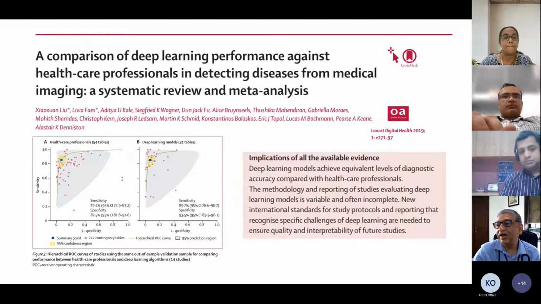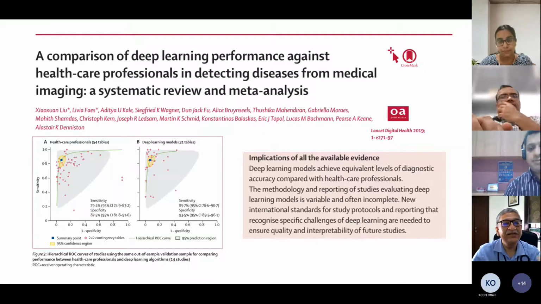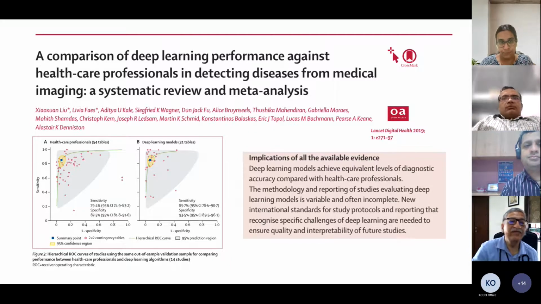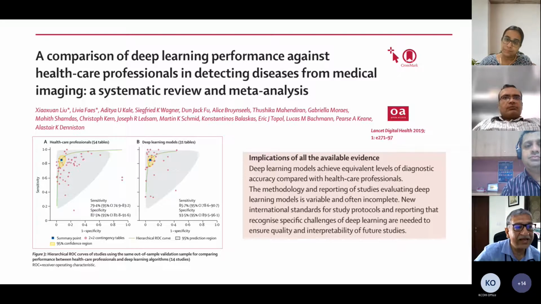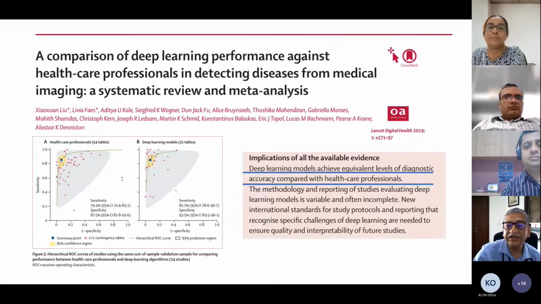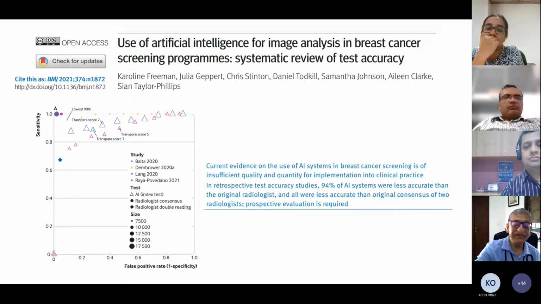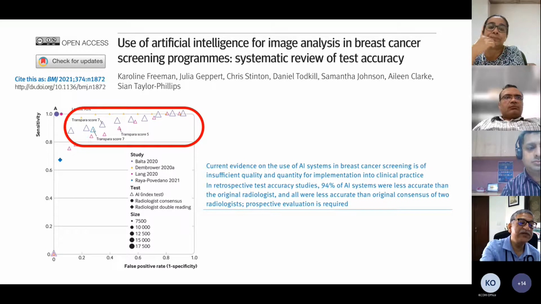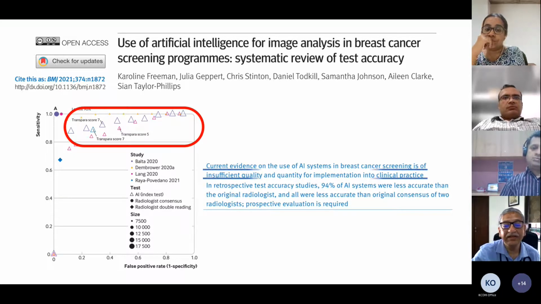What does the future hold? All of us think that digital health, artificial intelligence, and related themes have already arrived. This is a meta-analysis comparing deep learning against healthcare professionals in reading radiology images. The deep learning models achieved equivalent levels of diagnostic accuracy. A more recent meta-analysis on mammograms shows that the false positive rate of the AI algorithm is much higher than that of human readers.